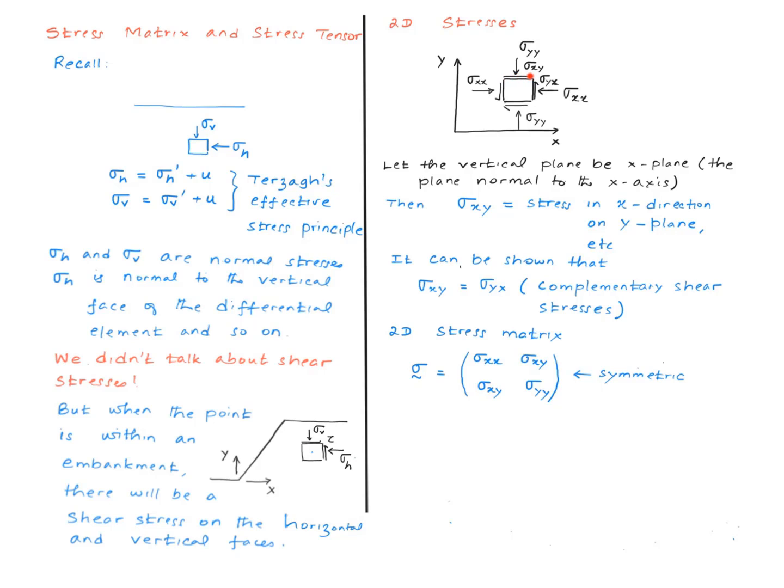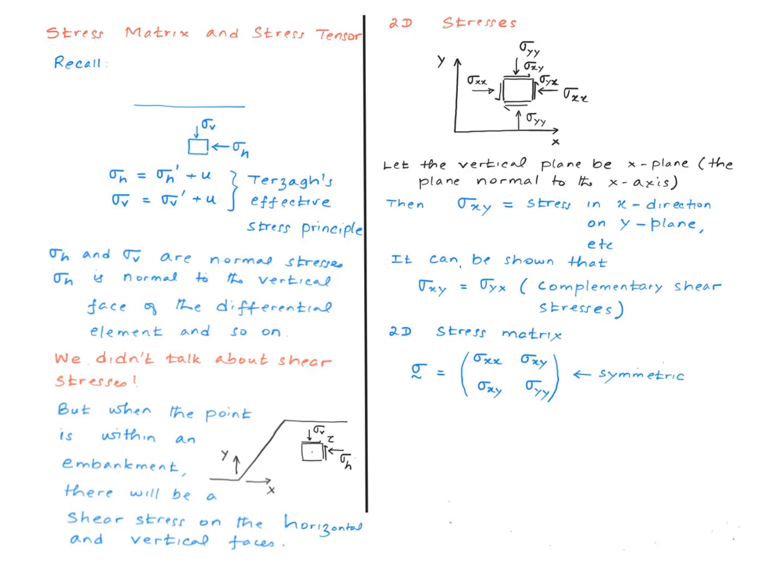For example, this shear stress component, right? This is acting on the y-plane but in the x direction, and therefore we are calling it sigma xy. Similarly, this will be sigma yx, and of course this will be sigma yy because it is acting in the y direction and acting on the y-plane. I'm not going to go through the derivations here, but it can be shown that sigma xy equals sigma yx. These are what are called the complementary shear stresses. And therefore, there are only three independent stress components in this picture here: sigma xx, sigma yy, and sigma xy.